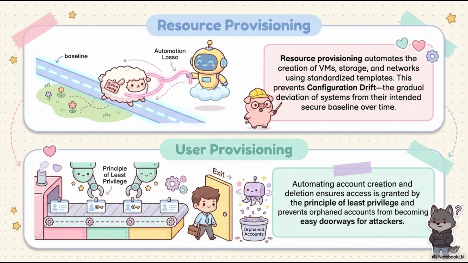Another important use case is resource provisioning. Resource provisioning is the automated creation, configuration, and decommissioning of infrastructure components such as virtual machines, storage volumes, and networks. Automation ensures that these resources are deployed using standardized, secure configurations. This prevents configuration drift, which occurs when systems gradually deviate from their intended secure baseline over time.